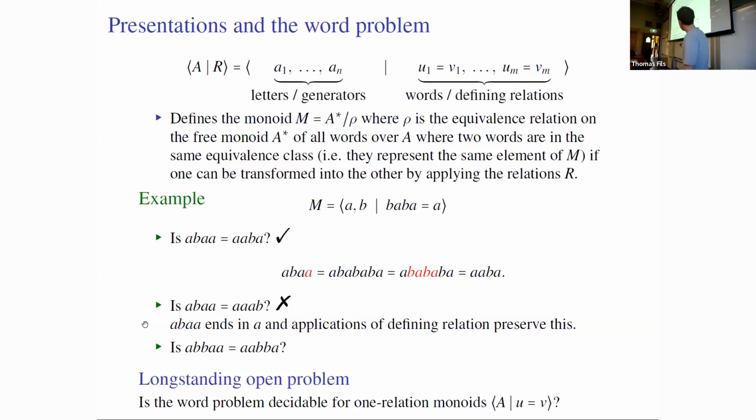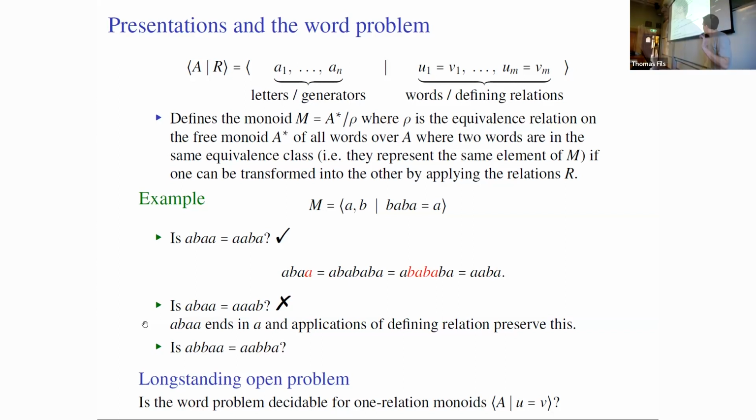But the general question is open. It's not known whether the word problem is decidable for monoids with a single rule. If you allow finitely many rules, then there are classical results that say you can have undecidable word problem. But with a single rule, it is not known. With no rules at all, of course, this problem is trivial because you can't apply any relations. So being equal means being the same words.